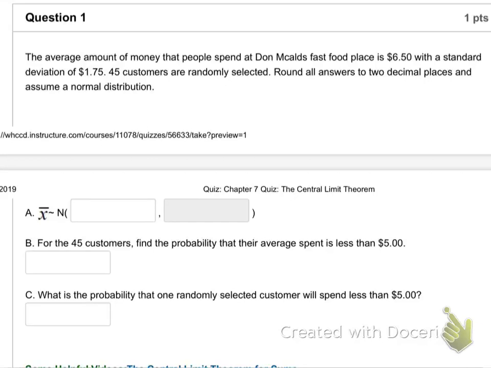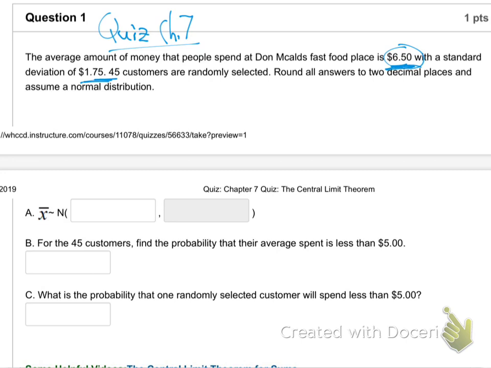So here we go. Here is the quiz for chapter 7. Question 1. The average amount of money that people spend at McDonald's, they're trying to be tricky there, that's supposed to be McDonald's, a fast food place, is $6.50 with a standard deviation of $1.75. All right, so average $6.50 at McDonald's.